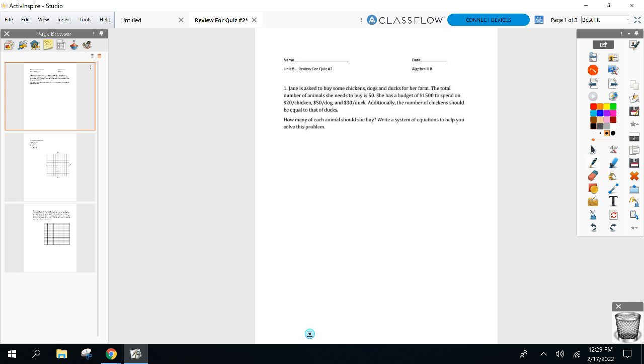All right, I'm going to stick with x, y, and z here. Let's say we got 3 different types of animals. So I'm going to let x be the number of chickens, y be the number of dogs, and z be the number of ducks.